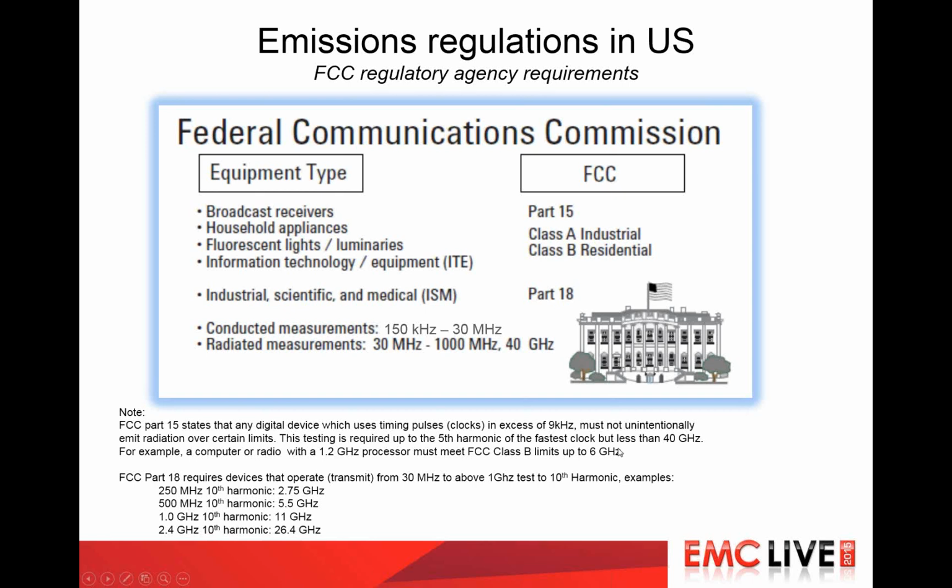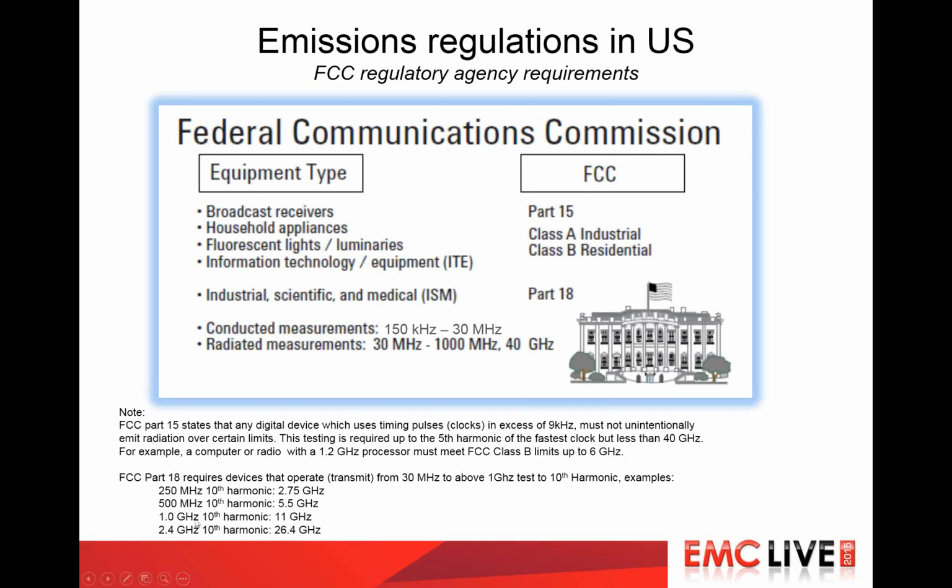Typically, this just affects the guys that are building the laptop computers that have very fast clocks running them. There's also another requirement under FCC Part 18 where they're testing up to the 10th harmonic, and that's if you're transmitting signals above 1 gigahertz. So if your item is actually transmitting above 1 gigahertz, then you're going to have to do some higher testing.